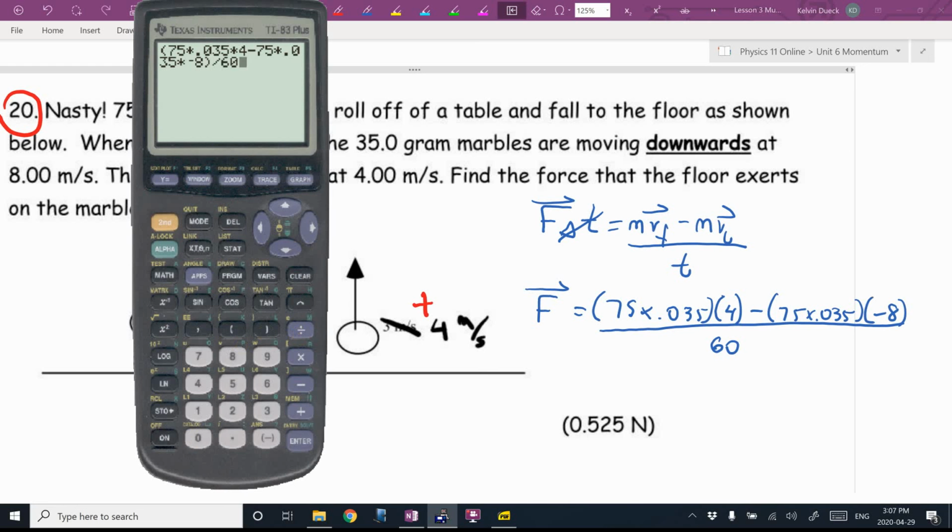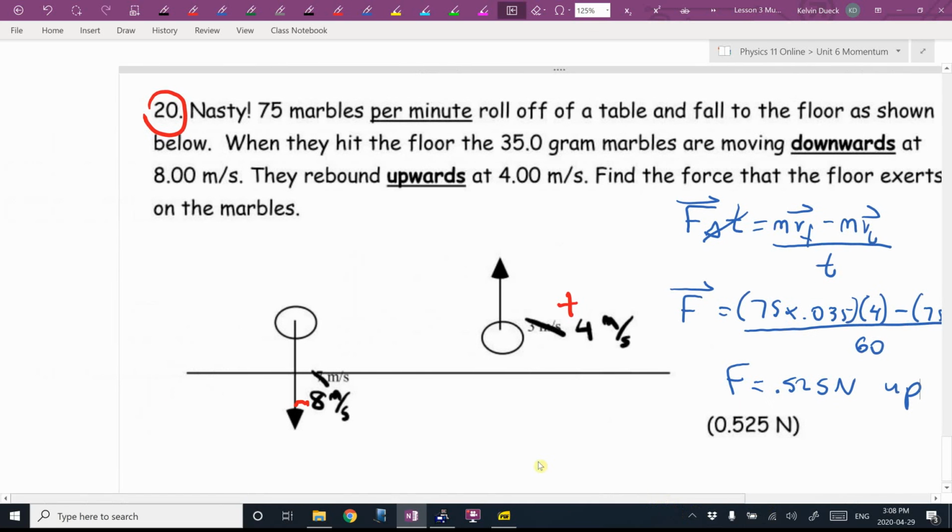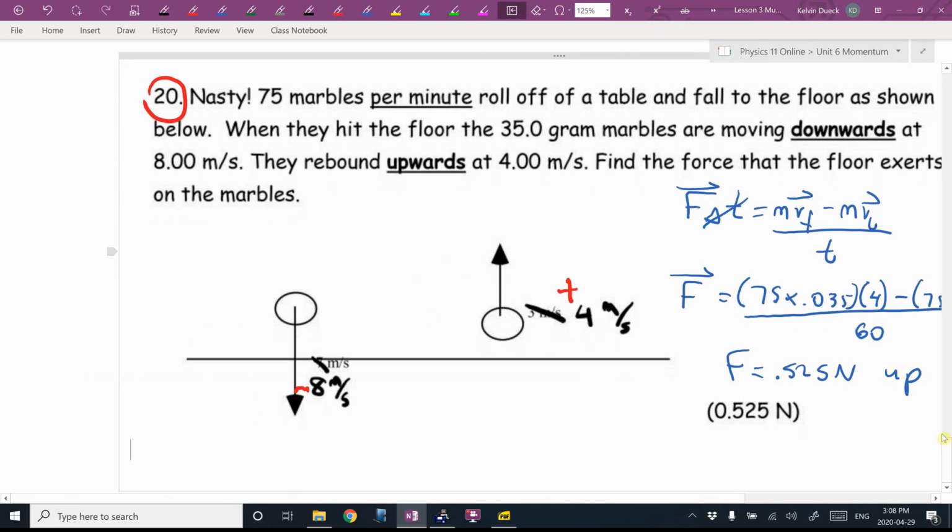Why was the mass 75 times 0.035? Because the total time involved was 60 seconds, and in that 60 seconds, 75 marbles hit the floor, so the total mass is 75 marbles. And since each one weighs 35 grams, times 0.035. And I get, woohoo, F equals positive 0.525 newtons. So if you want me to give a direction, up. If I got a negative answer, this would have been down.